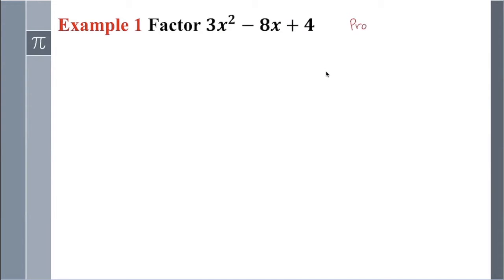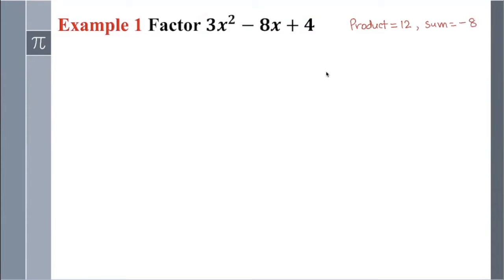the product of those two numbers is equal to the product of the leading coefficient and the constant term. So in this case, that is 3 times 4, 12. And the sum of those two numbers must be the coefficient of x, this one right here, and in this case, it is -8.